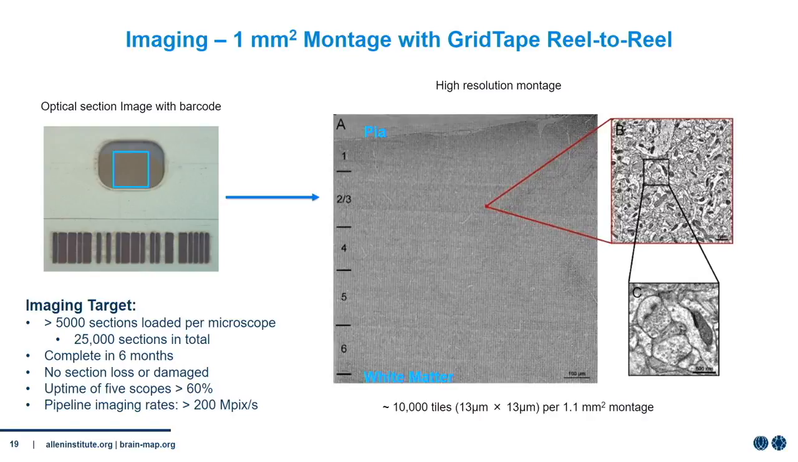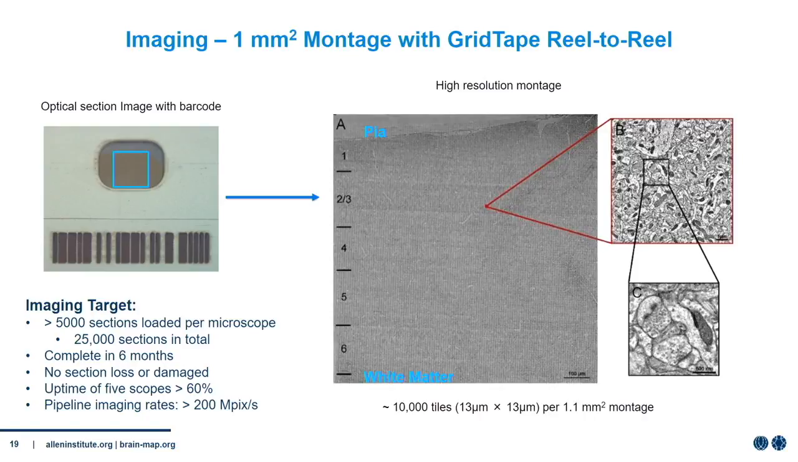The tape is spooled onto a reel, and the reel-to-reel system feeds the tape into the column of the microscope. Then each tissue section on the aperture will get imaged inside the scope. Then the tape keeps going and is collected on the other side of the scope. And we expect to complete this whole imaging process in 6 months.